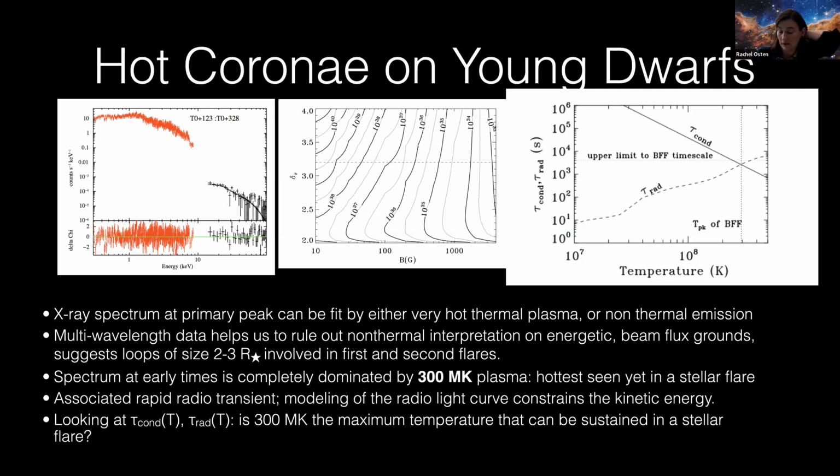There's a number of reasons why this has been difficult. I guess the other thing I want to say here is that for this particular event on DG CVn, we were able to constrain a thermal temperature of 300 million degrees. The plot on the very right shows the expected trends of the timescale for energy loss due to radiation, the timescale for energy loss due to conduction, and indicated the upper limit to this flare timescale and the measured peak temperature of that big first flare, which probably coincidentally, but very suggestively, lies at the intersection of those 2 curves, and suggests that there might be a maximum temperature that can be sustained in a stellar flare.